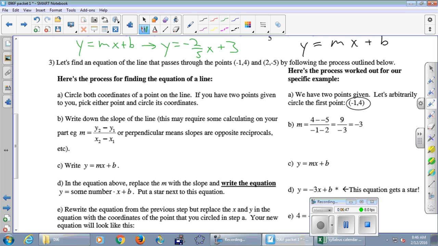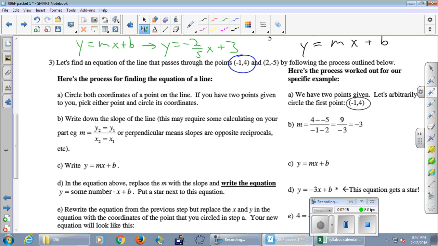So here's the process. We're just going to do a lot of pointing. It's already typed out all here for us. So it says circle both coordinates of a point on the line. If you have 2 points given to you, pick either point and circle its coordinates. So it doesn't matter which one we pick, but let's just all pick the first one. And we're going to come back to that. Part B says write down the slope of the line. Definitely have to have the slope.